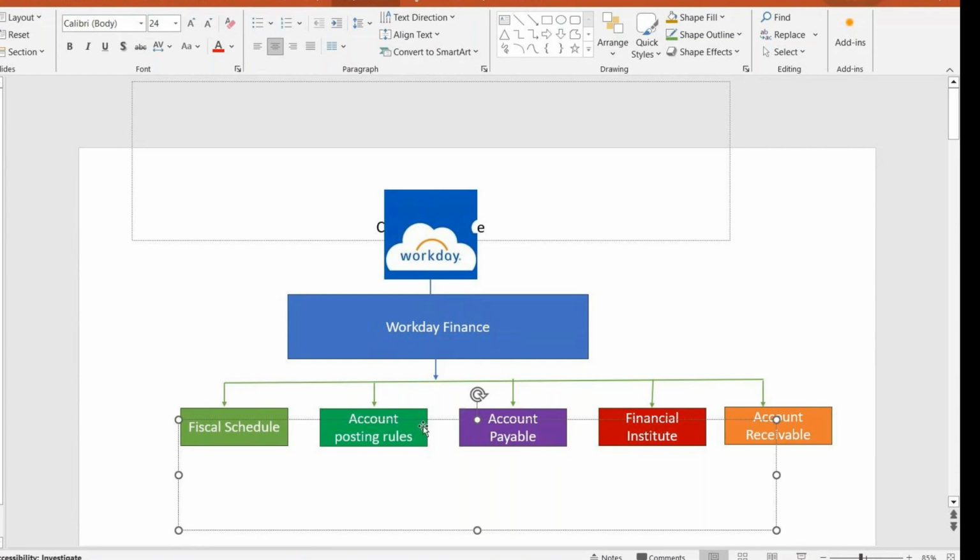In fact, I will cover the asset module also. One more module I need to add here, the asset module, that I'll explain to you. So, as part of the Workday Finance, I'll initially be covering the fiscal schedule. You know, right? What is fiscal schedule?